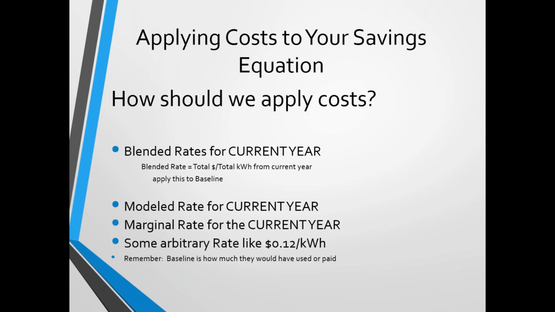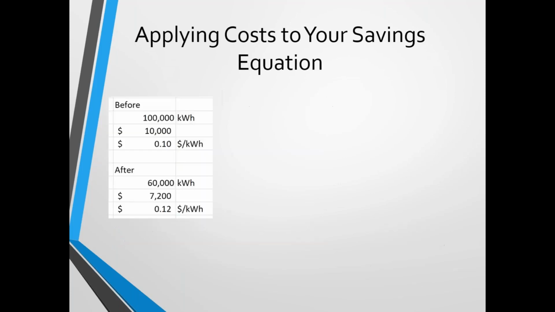So the more accurate way to do this, rather than blended rates, is to use a marginal rate. Look at the last tier, and that's what you're using. But it gets a little more complicated when you have demand and all of that, so it's not as simple as I say. And then you can always just pick some arbitrary rate, and that's what some folks do as well.